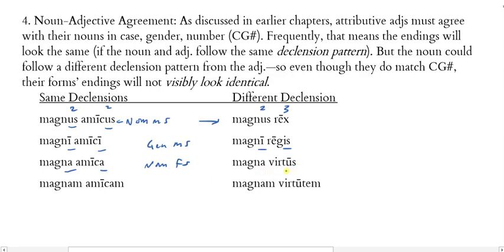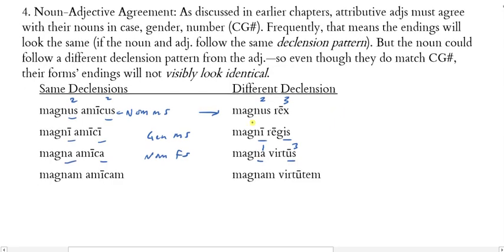But virtus is feminine, okay? And magna matches it in case, gender, number, but they don't look the same on the end because magna is first declension and virtus is a third declension form. Okay, so they are both feminine and nominative singular, but they don't look the same because they follow different declension patterns. And then the last one, I should have put 1 and 1 over here, right? Magnam amicam. Here we have accusative feminine singular, and they look the same visibly as well.